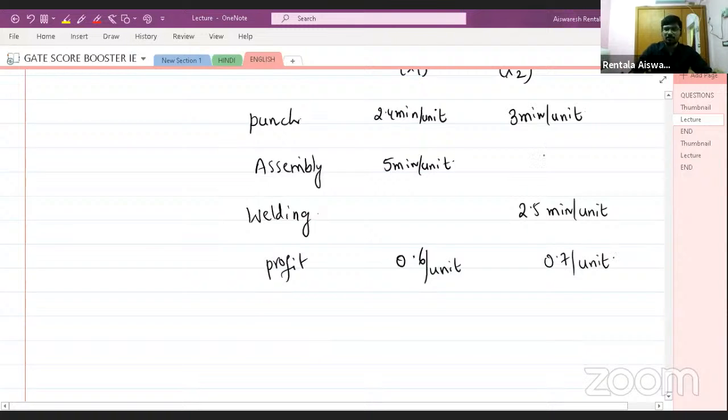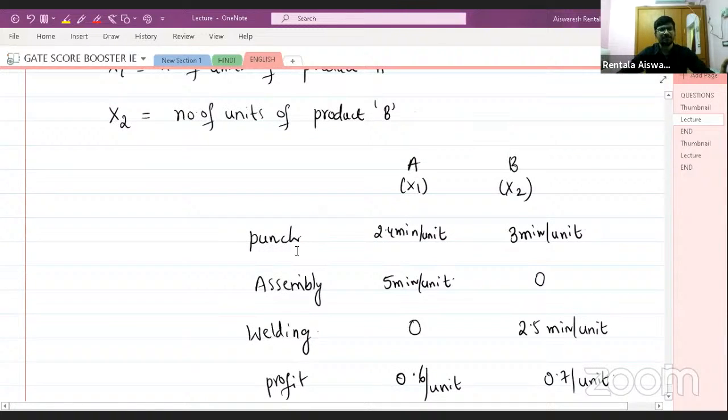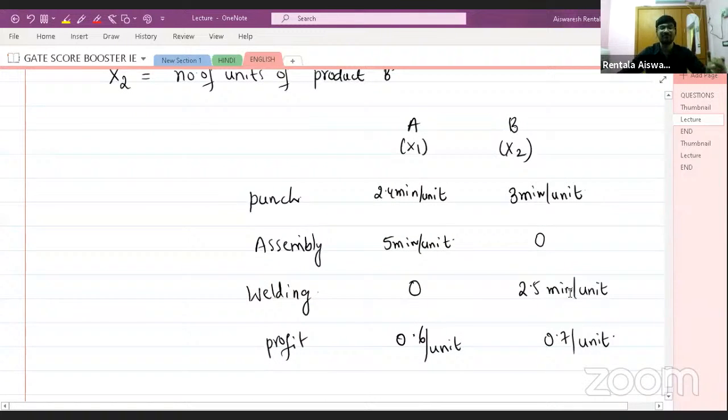Now you can see regarding assembly time for product B, nothing was told, so it will be 0 here and 0 here. Product A requires punching and assembly, and product B requires punching and welding. Assembly means using some rivets, fasteners, bolts and nuts, you will be assembling the things. Those are temporary, and welding is permanent joints, right? So nothing is mentioned, you can take it as 0, 0.